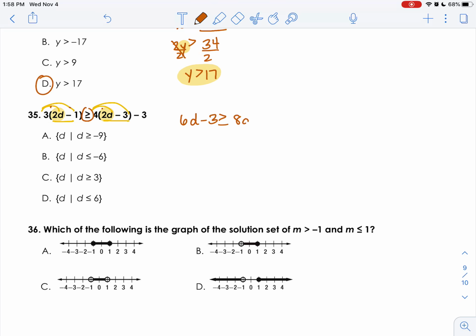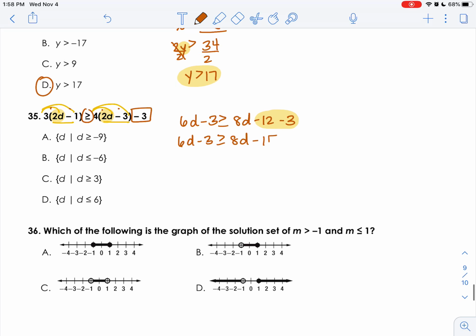4 times 2D is 8D. And 4 times negative 3 is negative 12. And the negative 3 just drops down. I want to simplify anything that I can, which means on the right-hand side I can simplify negative 12 minus 3. So I'm left with 6D minus 3 is greater than or equal to 8D minus 15.